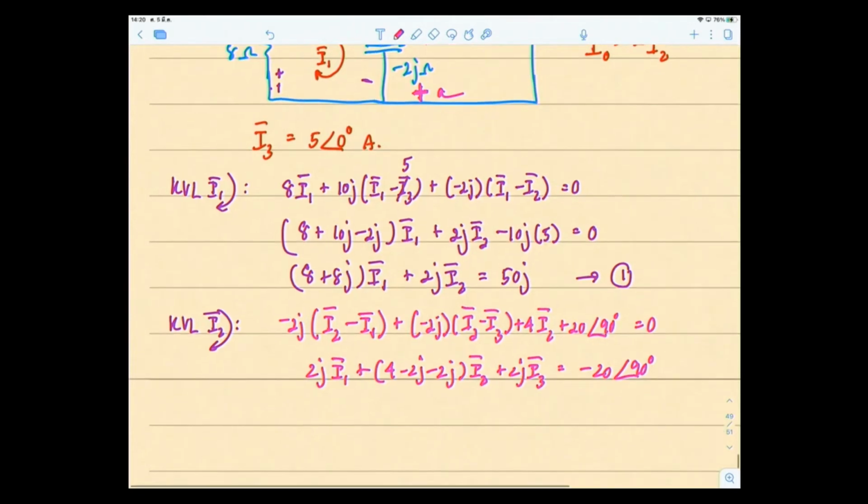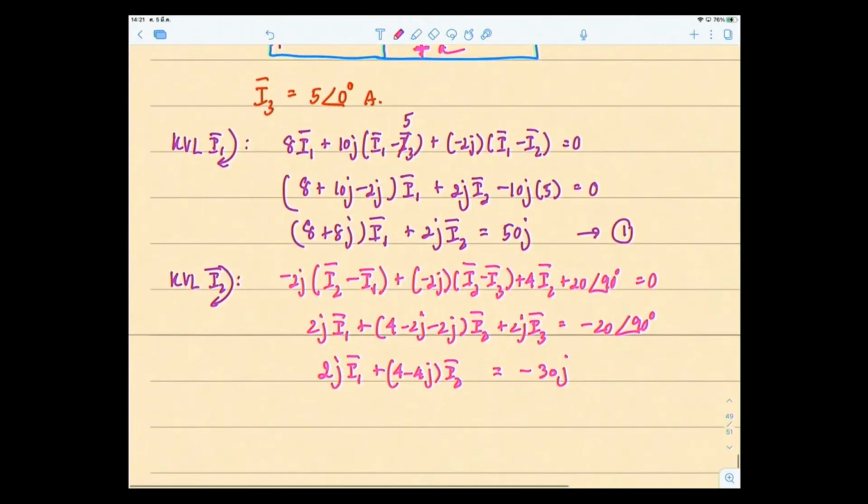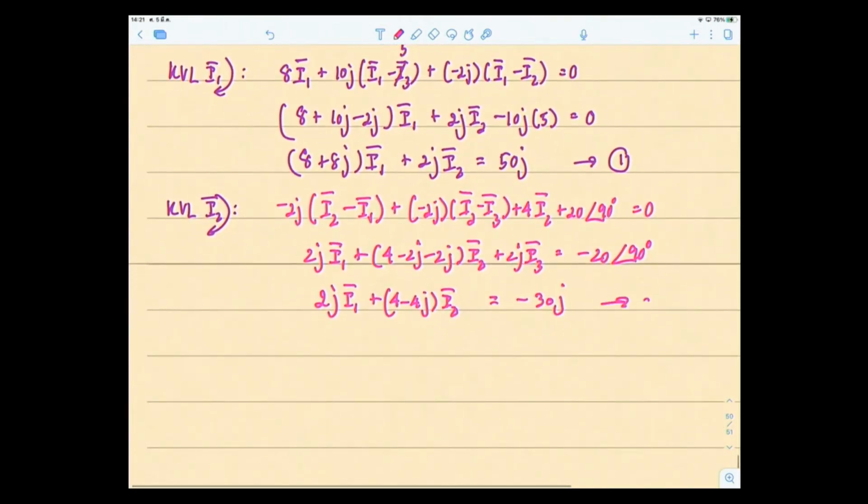Okay, and so I will get 2j I1 plus 4 minus 4j I2, right? And if this is 5 times 2 is 10, go to the other side, it becomes minus 30j, right? This is j also, so minus 30j. So therefore, this is your equation number 2.